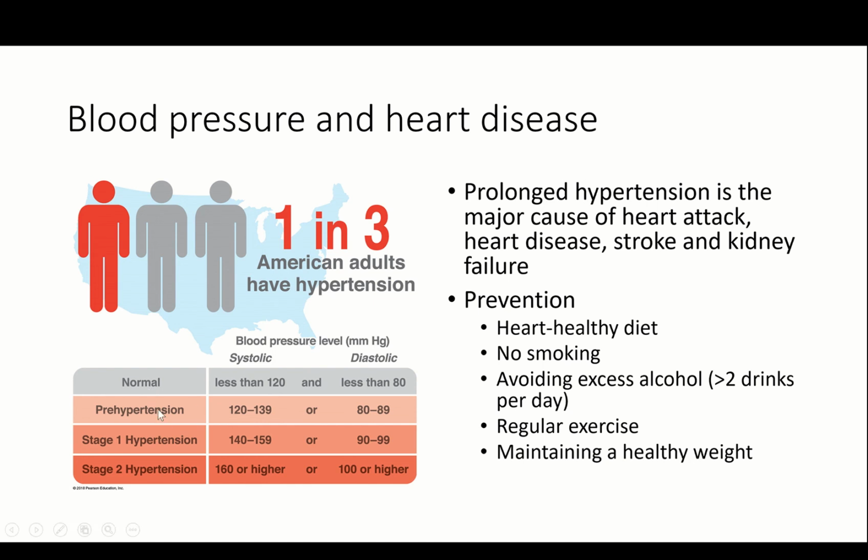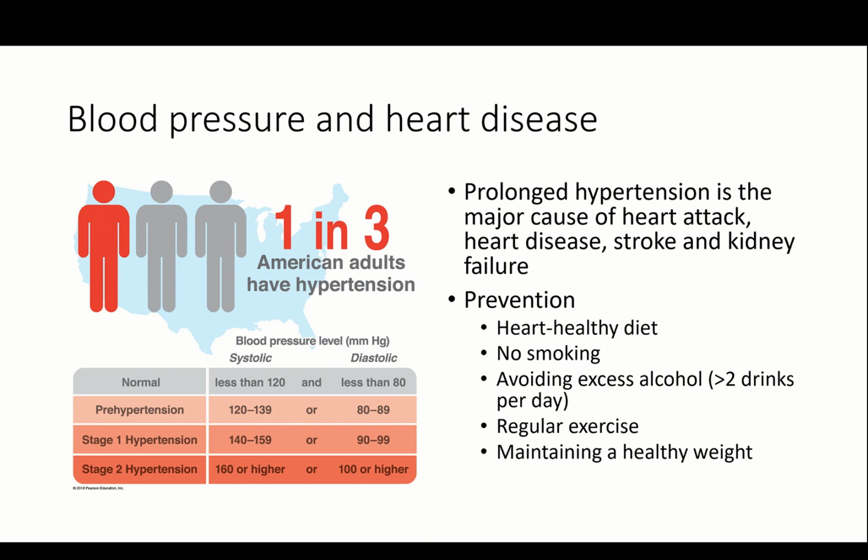If you have pre-hypertension, that means that your blood pressure, your systolic is 120 to 139, and your diastolic is 80 to 89. In stage 1 hypertension, it's 140 to 159 for the systolic, and for stage 2 hypertension, that's when the top number of your blood pressure is 160 or higher. But ideally, you want to be less than 120 and less than 80, so 120 over 80 or less.